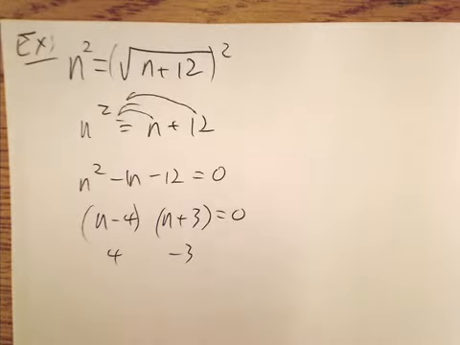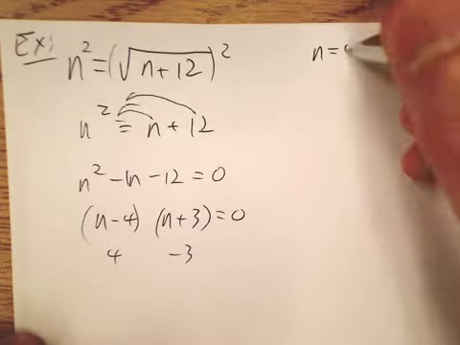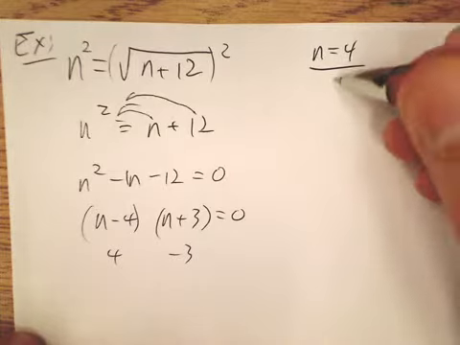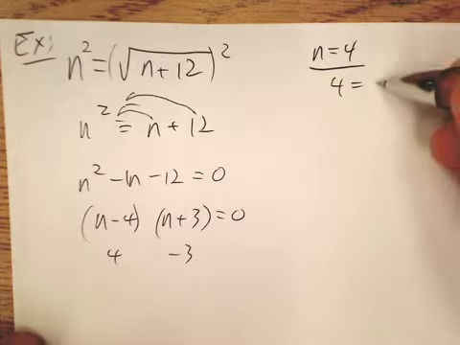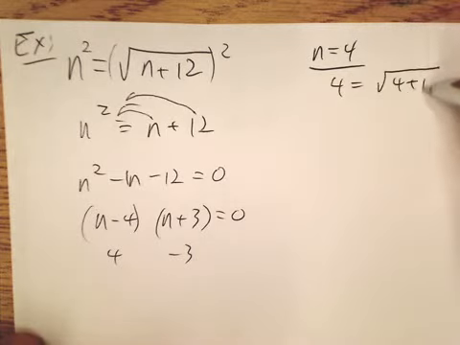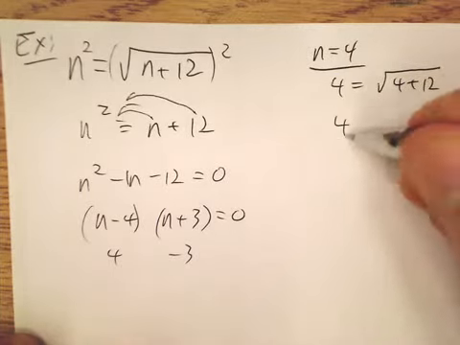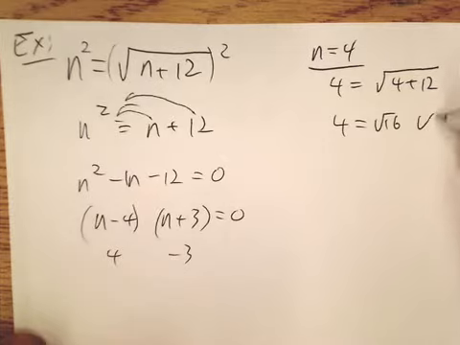Now here's where it becomes really important that you check for extraneous solutions. They won't always work. So let's try n equals 4 first. So I have 4 is equal to square root 4 plus 12. And 4 plus 12 is 16. And I know that's true, so that's good.